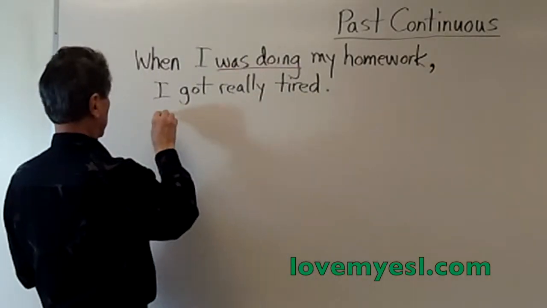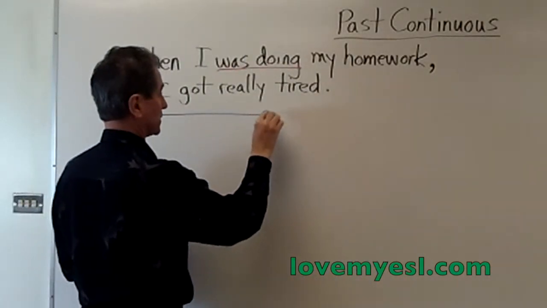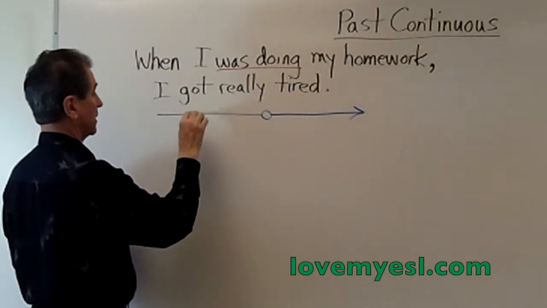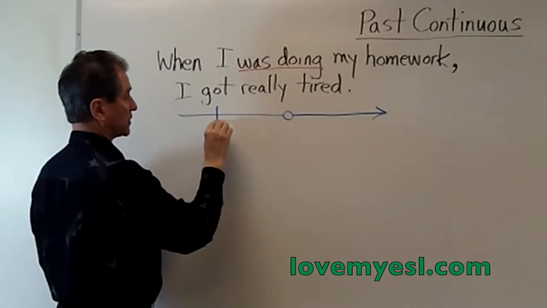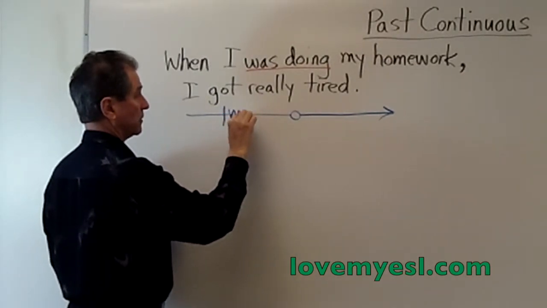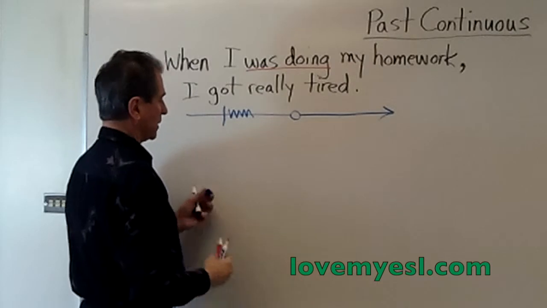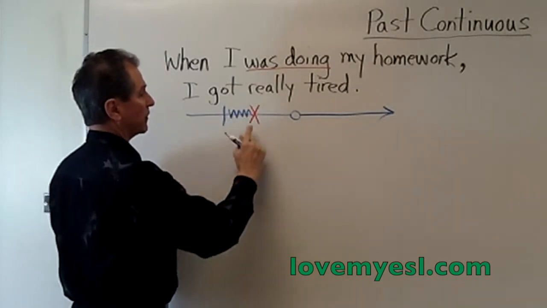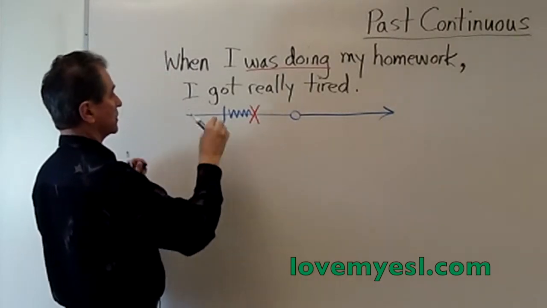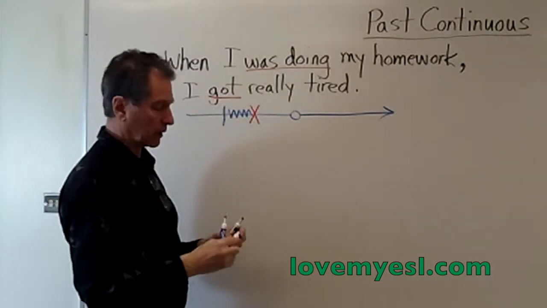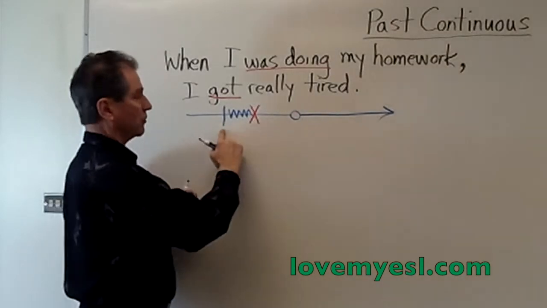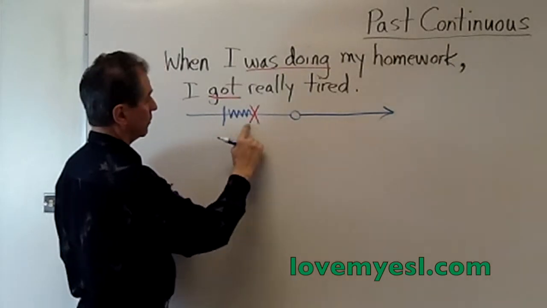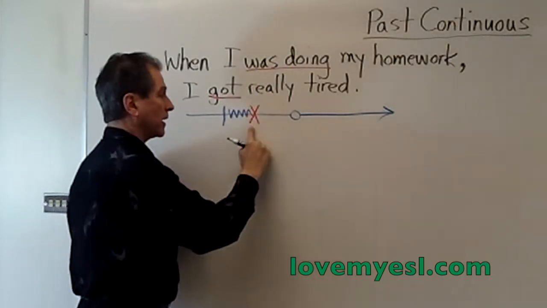I'll use blue on the timeline here. Here's the past, and here's the present, and here's the future. So this sentence would be represented like this. I was doing my homework, so there's the start of doing my homework. I'm continuing to. Now, all of a sudden, I'm getting really tired of doing my homework. So that would be a very fast action, and that's why I use the simple past right here. I got really tired. So the long action, the one that starts first, is the past continuous. I was doing my homework, so I'm doing my homework, and then I got really tired.